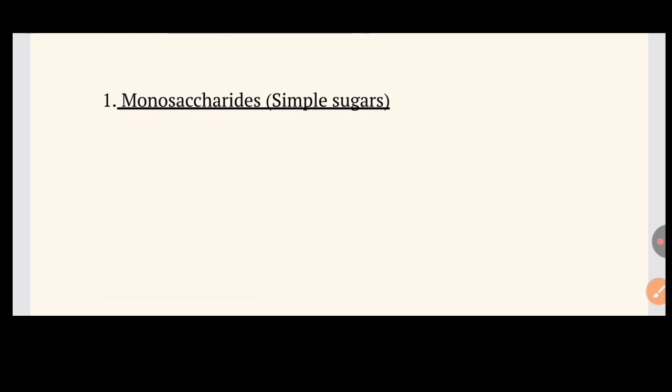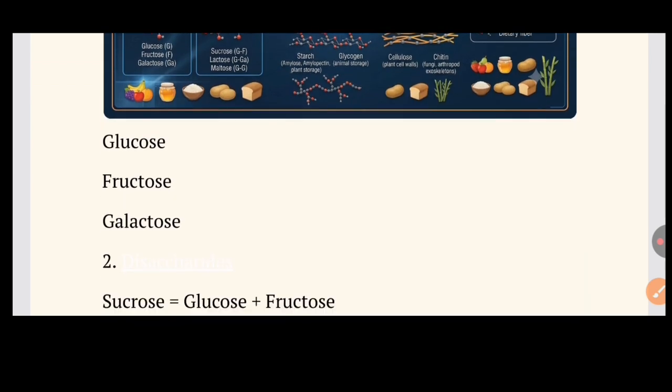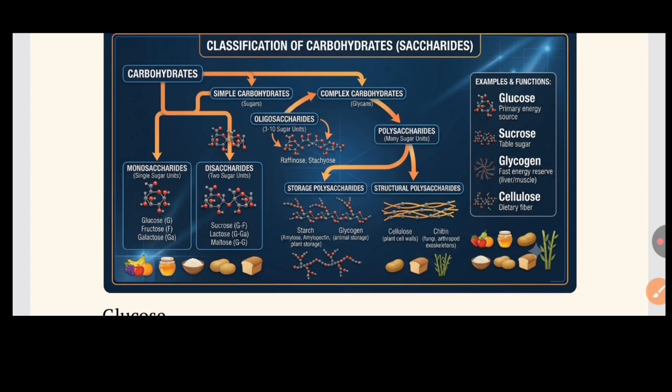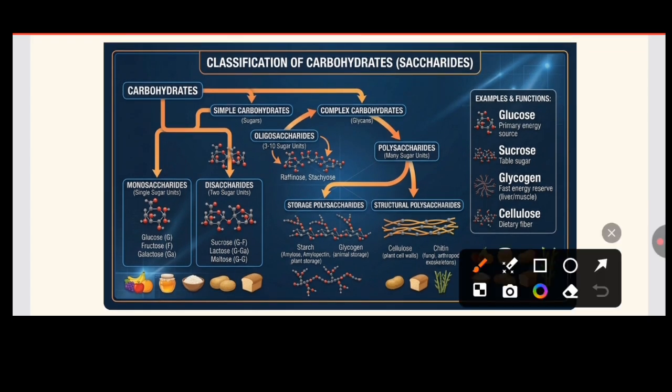Carbohydrates include monosaccharides, which we call simple sugars, such as glucose, fructose, and galactose. You see here a detailed classification of carbohydrates, with simple sugars and complex sugars. Simple sugars are classified into monosaccharides and disaccharides. Monosaccharides include glucose, fructose, and galactose. Disaccharides include sucrose, lactose, and maltose.